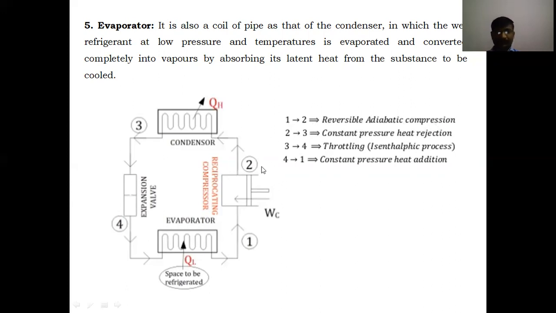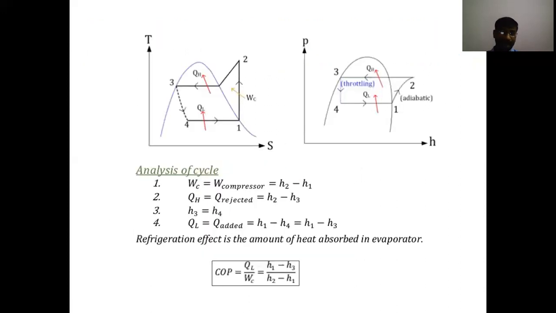Clear? 2-3 occurs in the condenser coil. The condenser coil is a constant pressure heat rejection process. 3-4 is the throttling, an isenthalpic process, a constant enthalpy process during the expansion. And 4-1 is the constant pressure heat addition into the system from the required space. Clear? These are the 4 processes that occur in the simple VCR cycle.